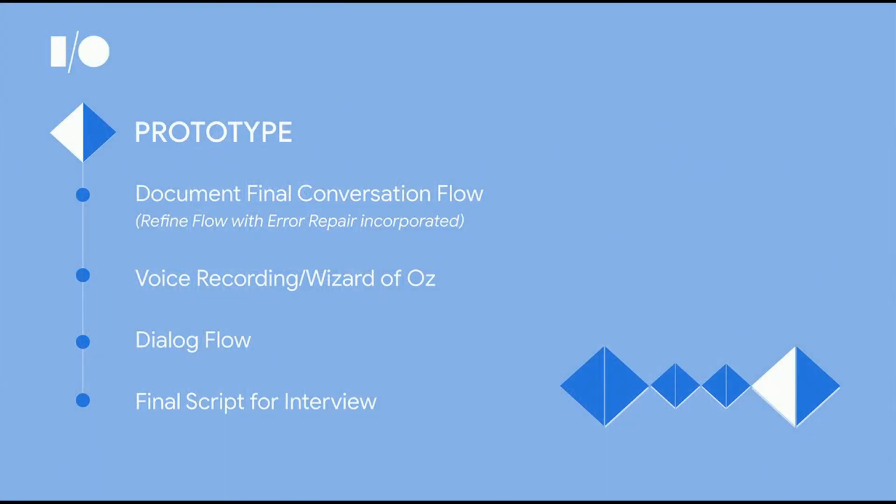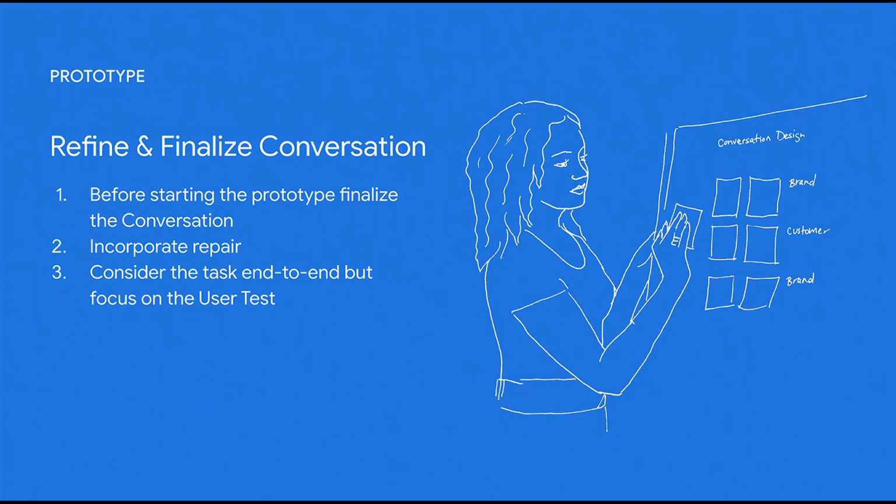So now we're ready to move into prototyping. We've got a very close to finished conversation flow, and you're going to decide what kind of prototyping you want to use, whether you're doing voice recording, Wizard of Oz, or dialogue flow, and then you'll prepare your final script for the interview. So at this point, you're going to want to incorporate that contextual repair piece into the conversation, document it very clearly so you have something to hand off to begin prototyping, and really think about the task that you're asking users to complete from an end-to-end perspective, focusing on the user test. What are you going to bring into that usability test?